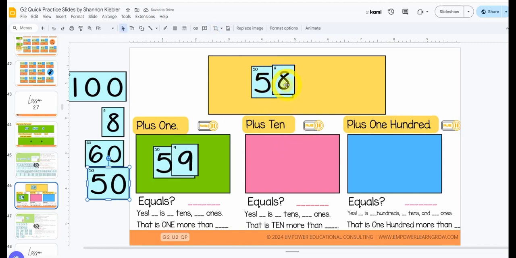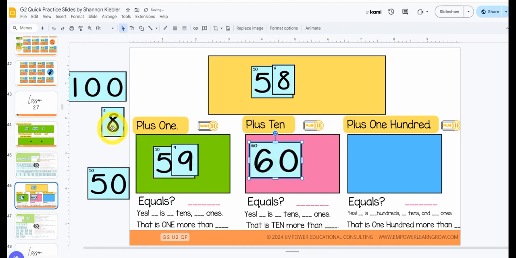Class, plus 1, and everyone would say 59. Class, what's the number? 58. Plus 10, think about it. Class, 68. The student leader would bring over the 60, they would bring over the 8, and they would say, yes, 68 is 6 tens and 8 ones. That is 10 more than 58.